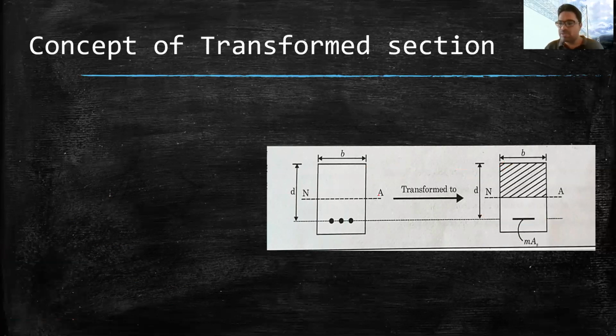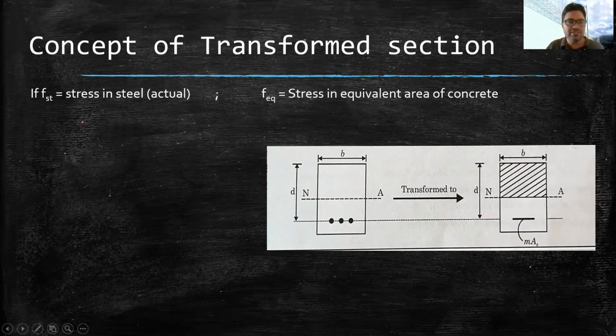So now we will use some terms. Say, for example, if we say FST as the stress in the steel, actual stress in the steel. So in the steel, the stress level will be FST, which is the tensile stress. Similarly, in the equivalent area, the stress will be, I'm expressing that as FEQ, equivalent stress.